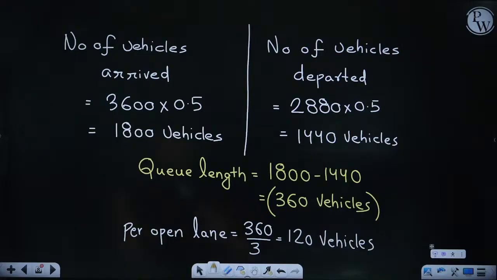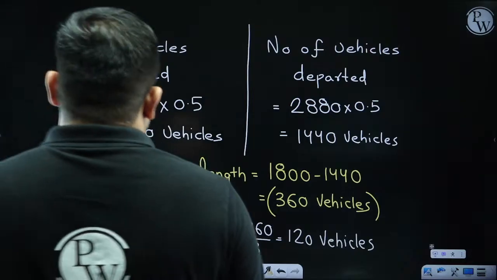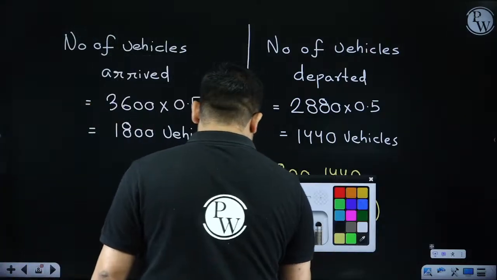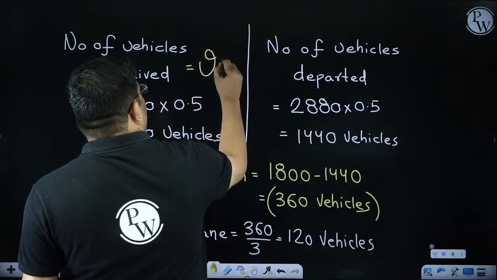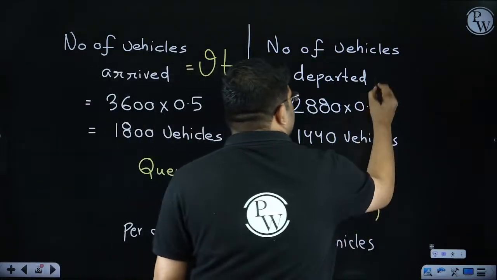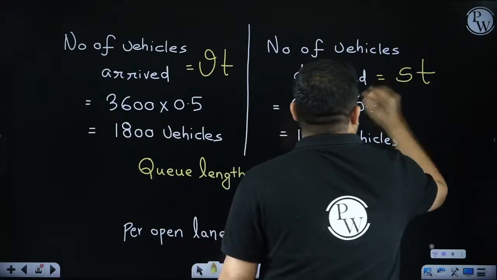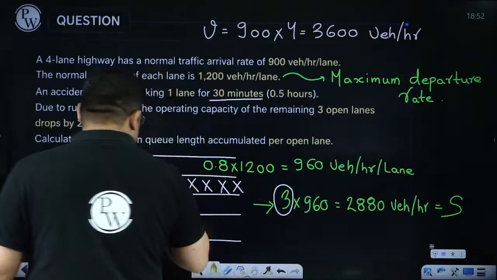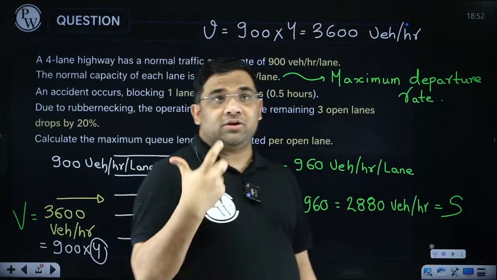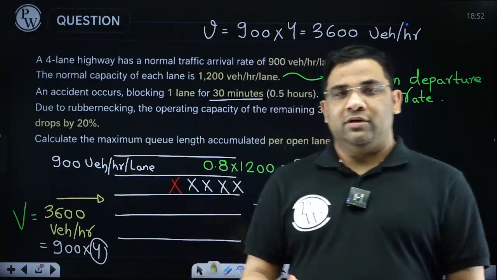Let me just revise it for you. How am I going to calculate the queue length? It is just the number of vehicles arrived minus the number of vehicles departed. And the number of vehicles arrived is the arrival rate into time t, and the number departed is the departure rate into time t. Just in this question there was a variation in the language.